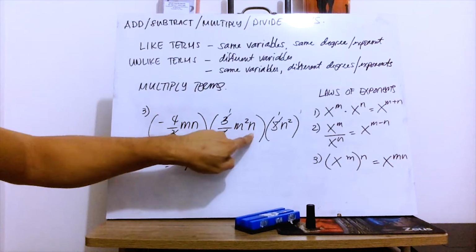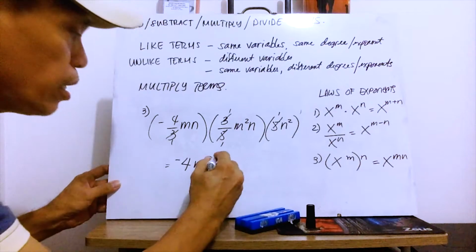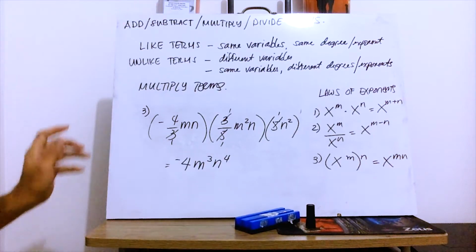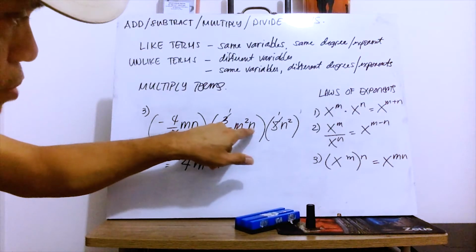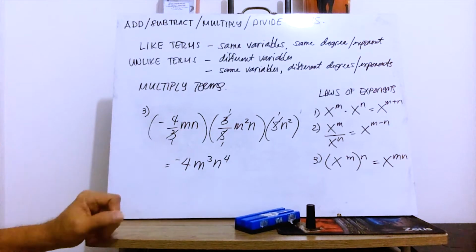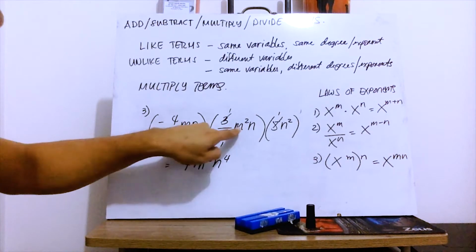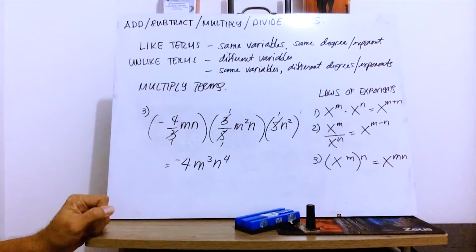n squared, n to the 4th. So easy. There. See, 2, 3, 4. 1, 2, 3. All right?